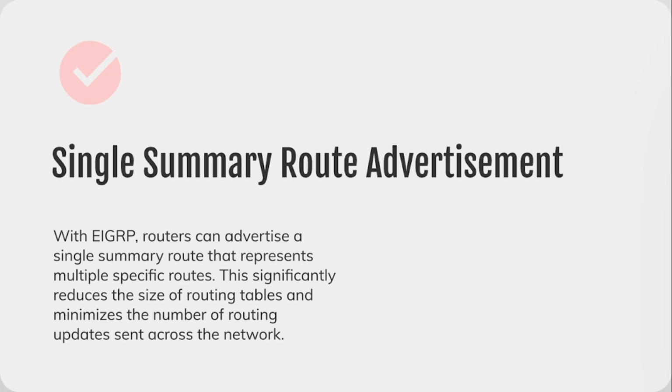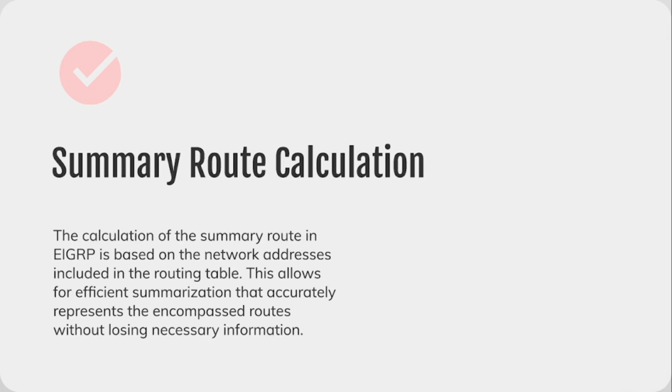We'll first see the auto summarization, because EIGRP has an auto summarization feature. It has the manual summary feature also, so we will explore this. And also we'll do the summary route calculation. The calculation of the summary route in EIGRP is based on the network addresses included in the routing table, because how many network addresses you can summarize will depend on the common bits and the variable bits that you have in those network addresses.